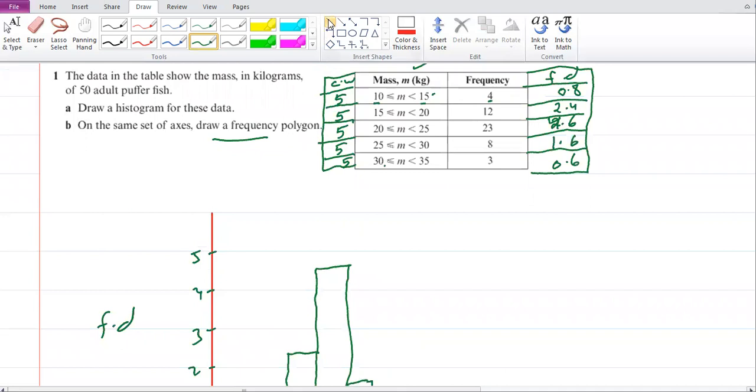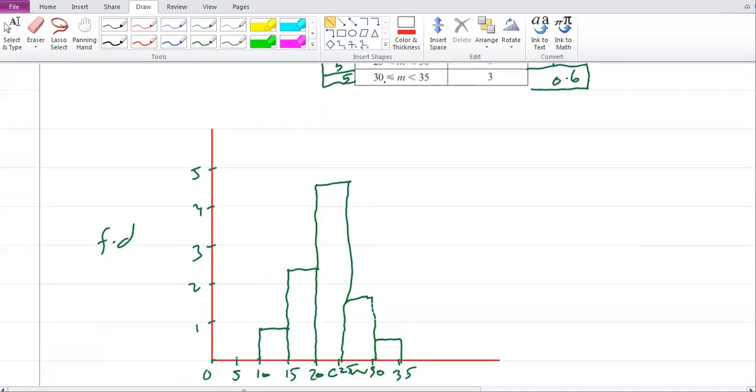Now for the frequency polygon, what you have to do is start from the mids. You will join the mid of each bar with the mid of the next. Like the mid of this one, you will join with this one. After that, its mid you have to join with its mid. Then its mid with the next bar's mid.